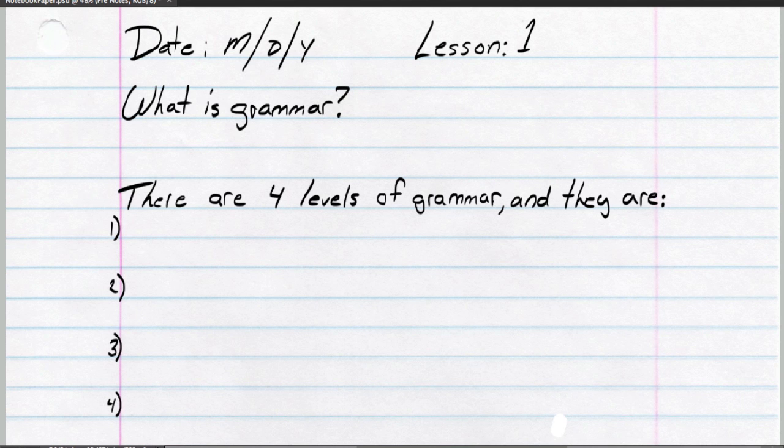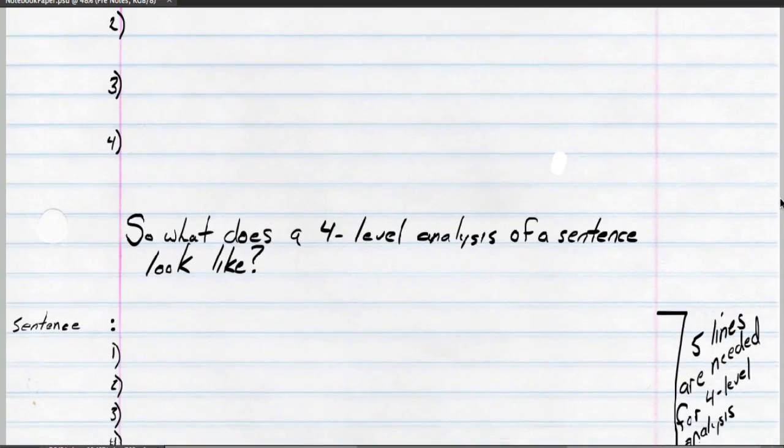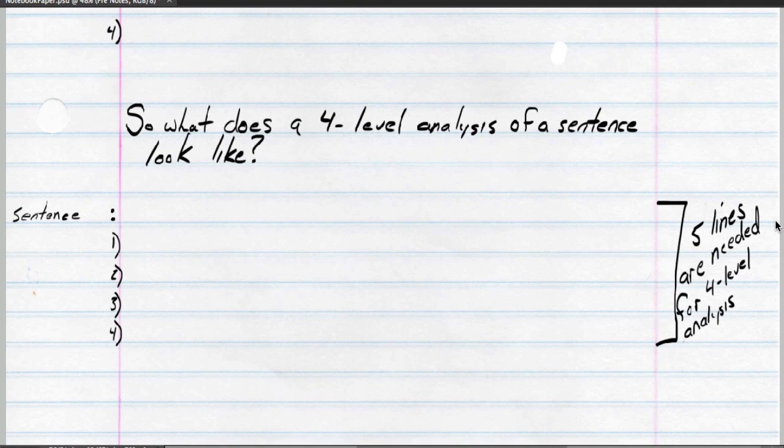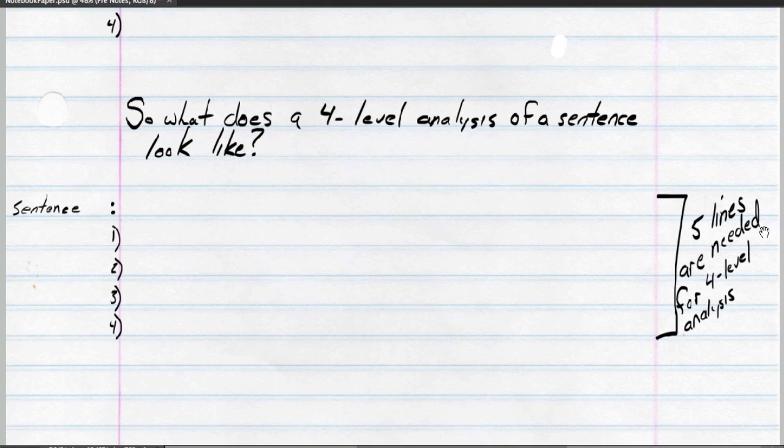I'm going to advance my notes down. I will leave the number 4 at the top of the screen. I'll do this each time I need to advance my page. I'll leave the last note at the top of the screen. So you're going to skip a couple lines after number 4, and then you're going to write this down. So what does a 4-level analysis of a sentence look like? And skip a line.